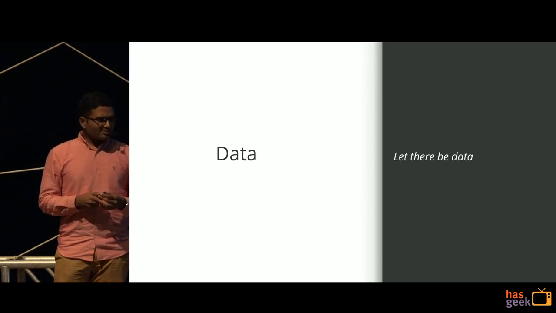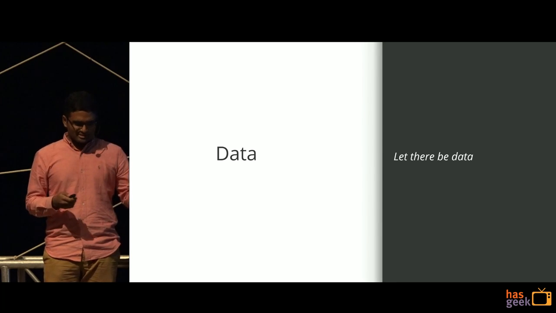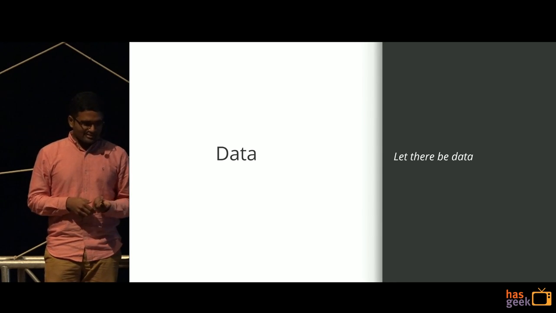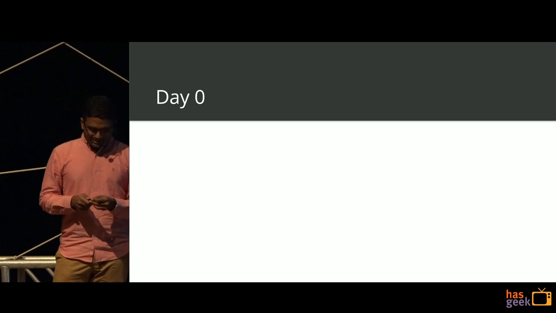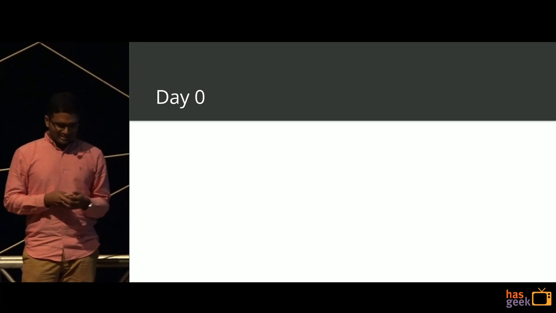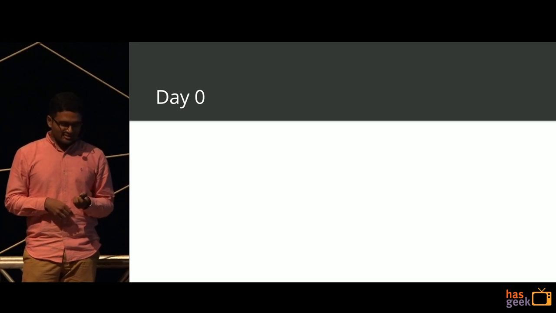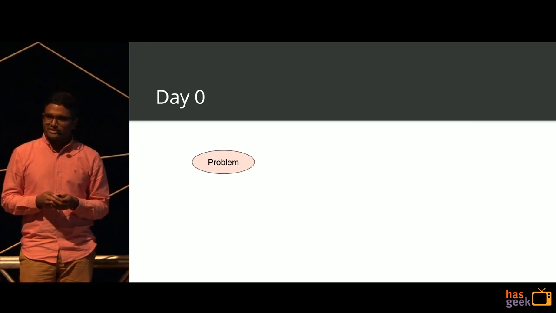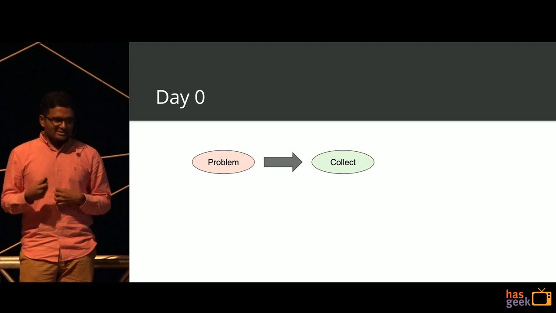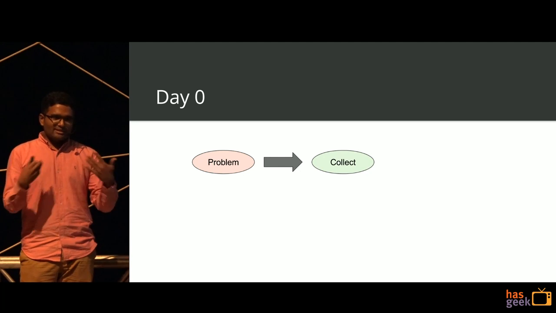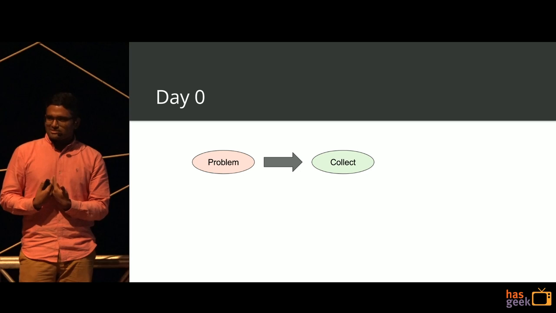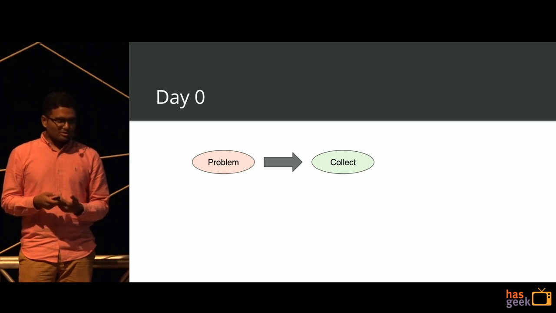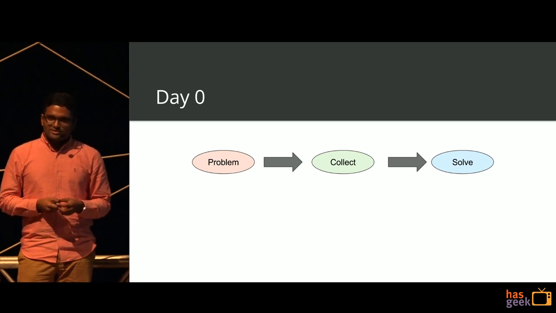So let's start with data. First, there was nothing, and then let there be data, right? We are computer scientists, so let's start counting from zero. So day zero, what do you do? You go into the office, and there's a problem that needs solving. And then you decide, that's when I start collecting my data sources. Then I start identifying my metrics, which need to be known in order to solve the problem. And then hopefully you just go ahead and solve it.